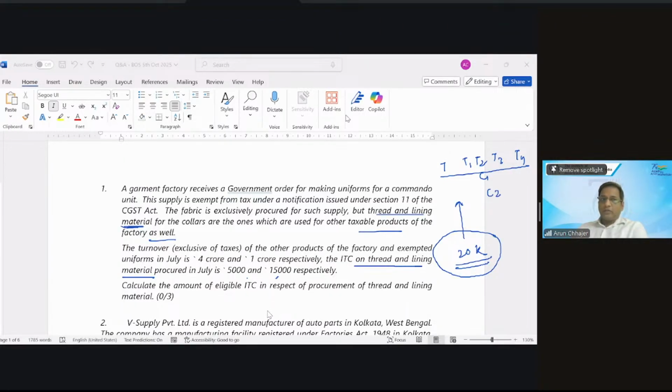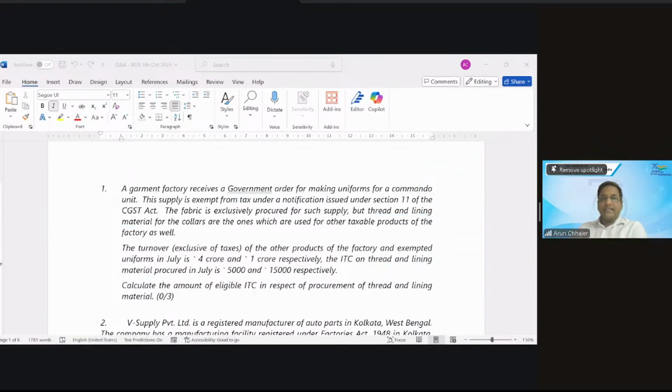So now tell me, what is the 20,000? Is it T1, T2, T3, C1, C2, D1, D2? The answer is it is a common ITC, that is C2, which would be allocated in the ratio of exempt and taxable supplies.